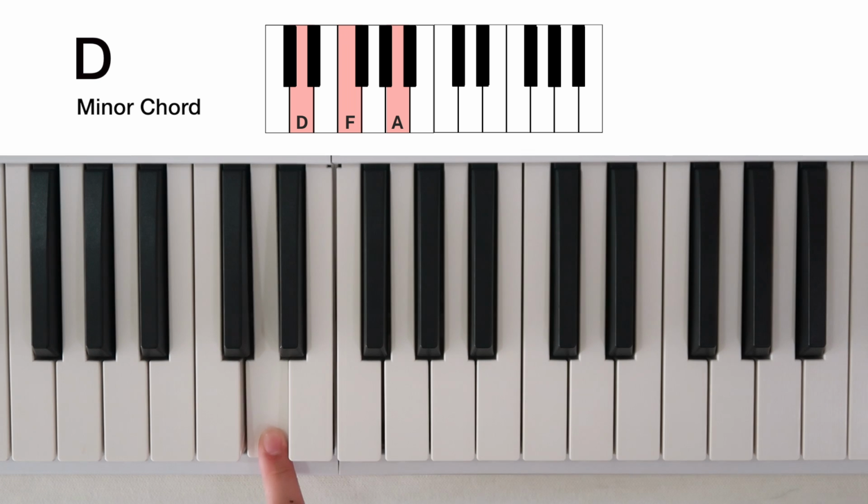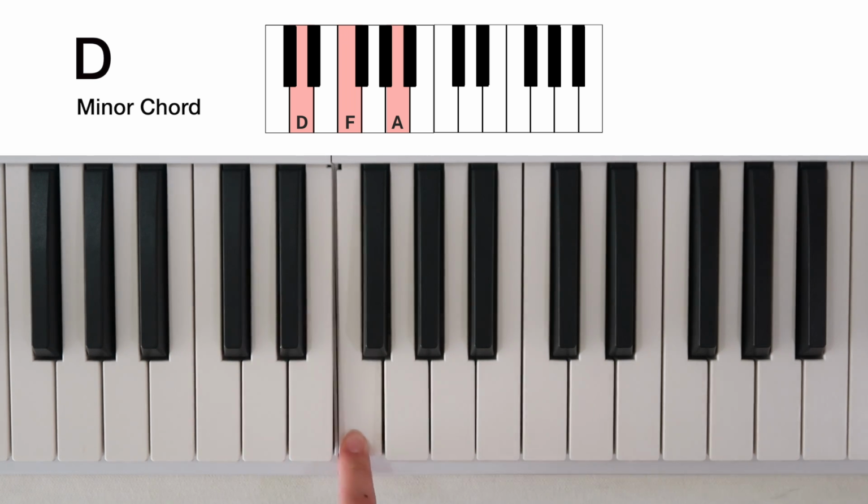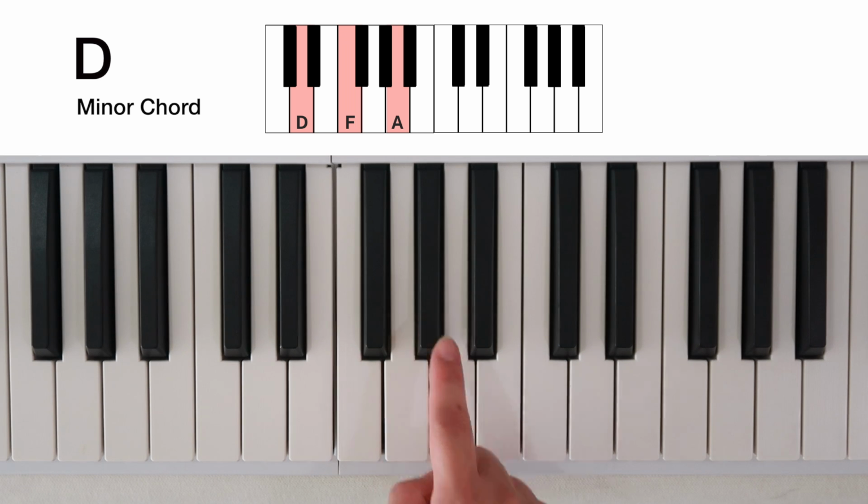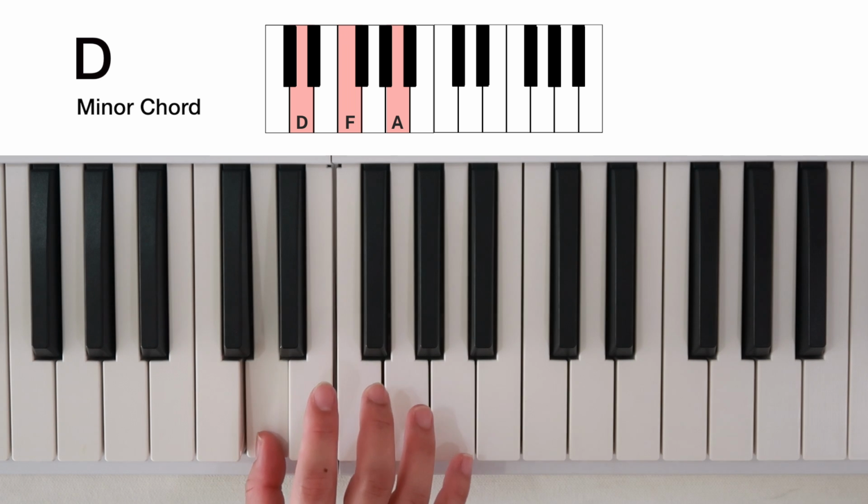Count out 3 semitones. We'll go 1, 2, 3. We have a F. D as the root note. Count out 7 semitones. We'll go 1, 2, 3, 4, 5, 6, 7. That's an A. D minor chord. We go D, F, A.